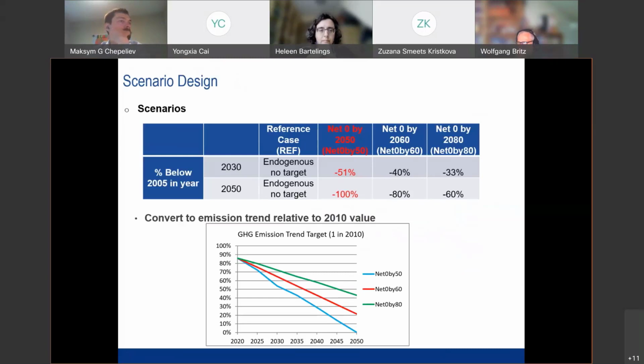We introduce 4 scenarios. The reference assumes that there's no carbon emission reduction target. The net zero by 50 is the policy that the US pledged to cut emissions by 21% by 2030, then reach net zero emission by 2050. We also introduced 2 more scenarios that reach net zero emission by 2060 or 2080. The emission trend is converted to 2010's value because the model doesn't have 2005 and also doesn't project beyond 2050. So it has a linear reduction between 2020 and 2050.